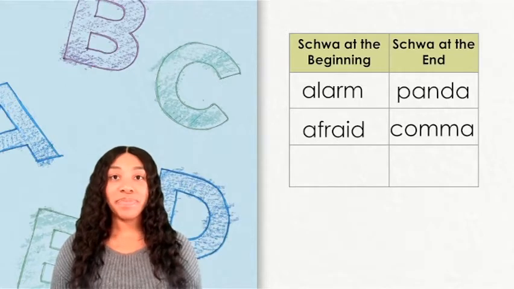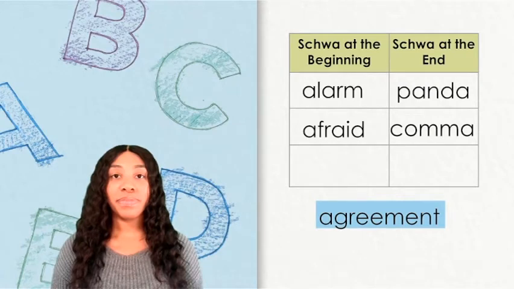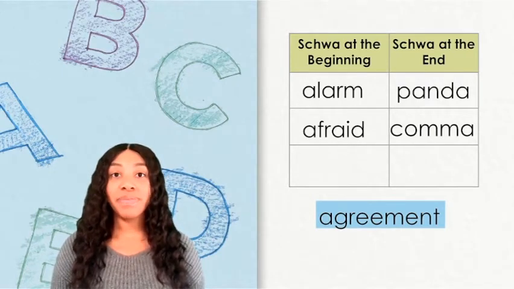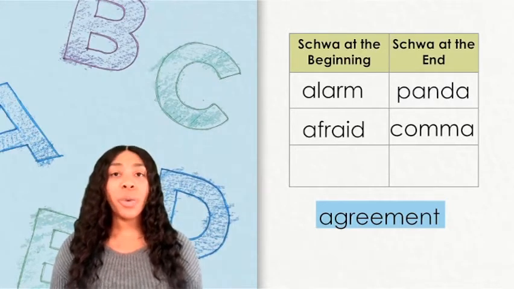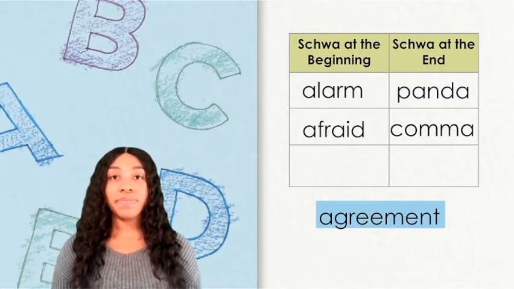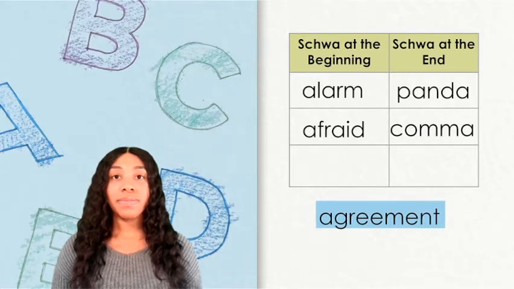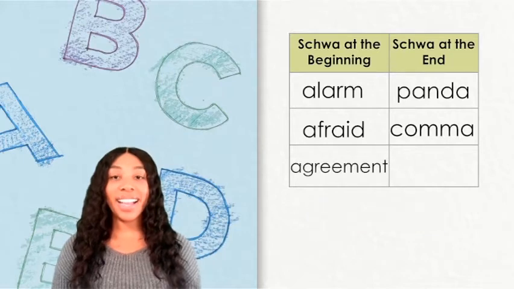Here's another one. How would you pronounce this word? This word is agreement. We hear the sound at the beginning of the word again. So which column would the word agreement belong in? Agreement also belongs in the schwa at the beginning column.